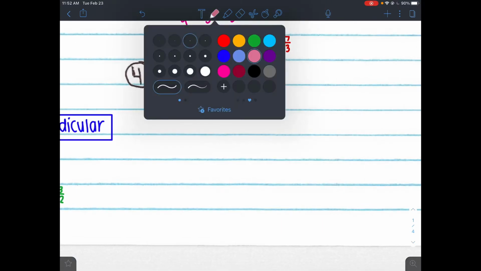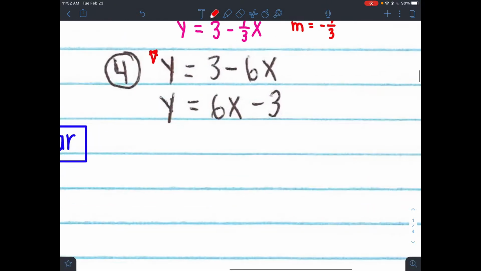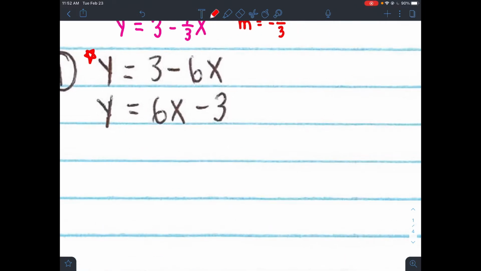And then lastly, number 4, starting with the first equation, y equals 3 minus 6x. Well, is this in slope-intercept form? It is. It is in y equals mx plus b form. Your y is completely by itself. Well, what's the slope here then? Well, your slope here is going to be negative 6. Remember, your number that is the slope is attached to your x. It's not the 3.